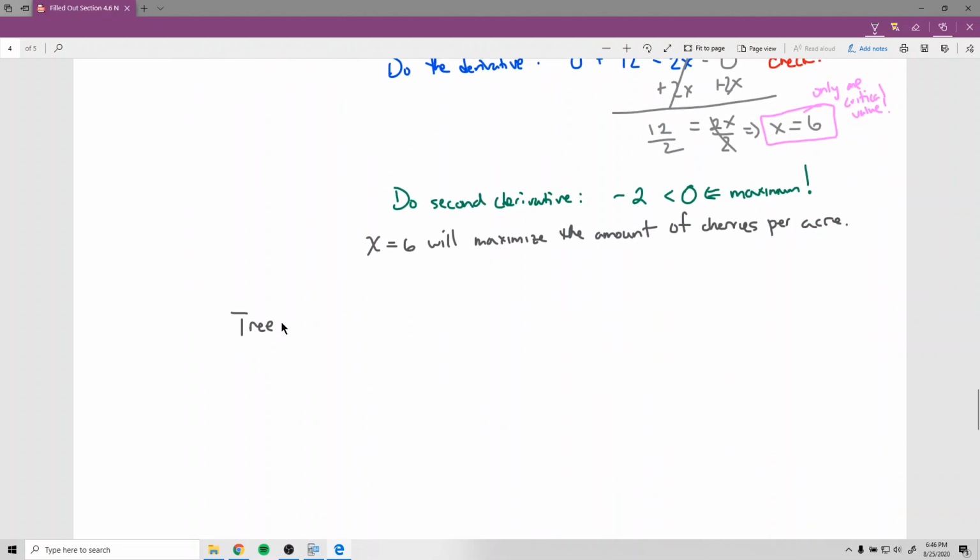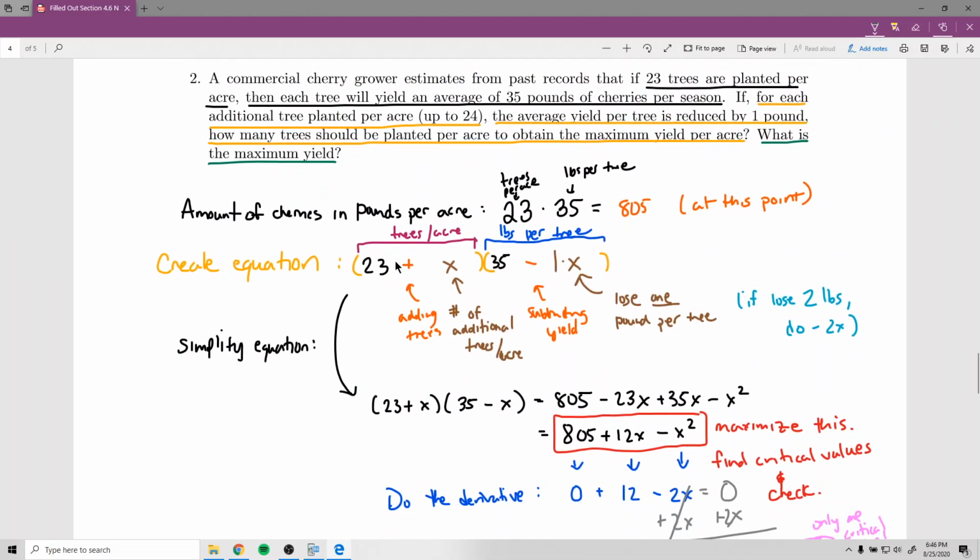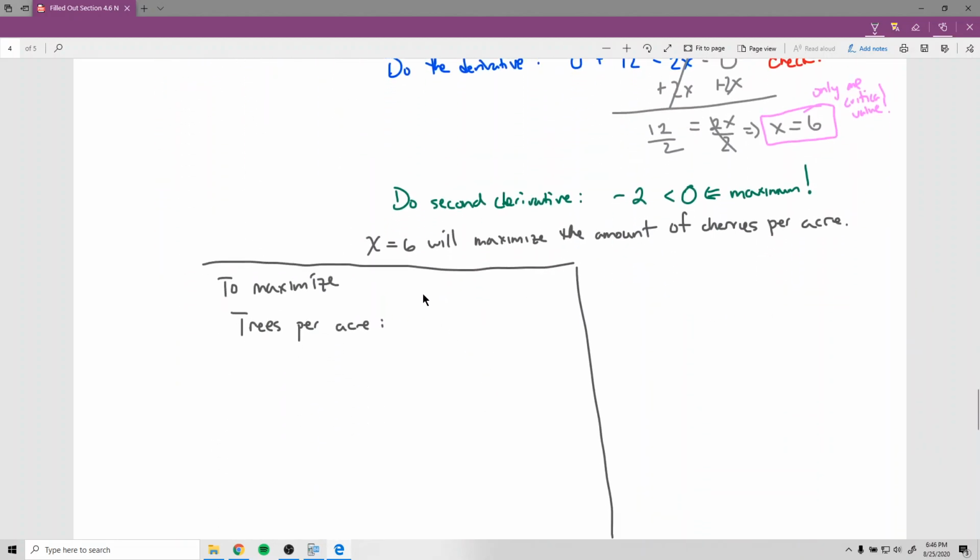So the trees per acre, let me write the "to maximize" portion. We're just figuring out our answers now. The formula for the trees per acre was 23 plus x, and we want x equals 6. 23 plus 6 is 29. There should be 29 trees per acre planted.